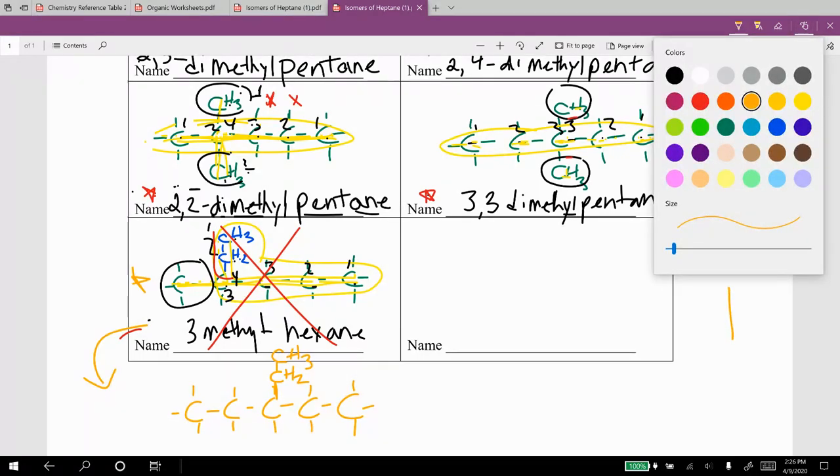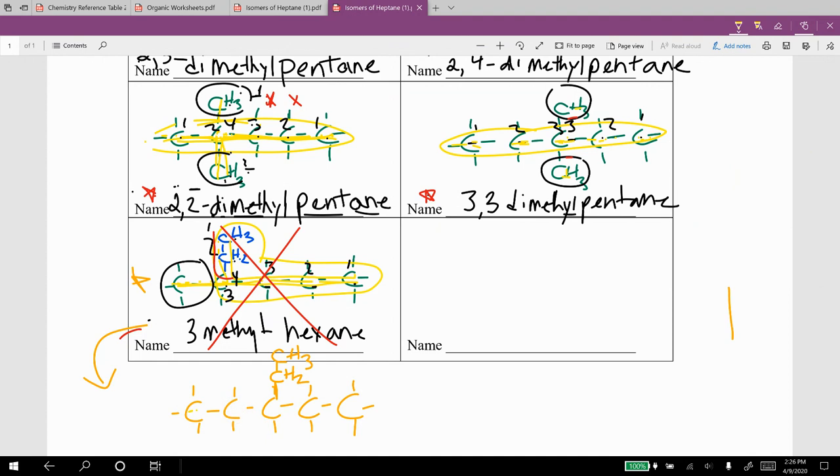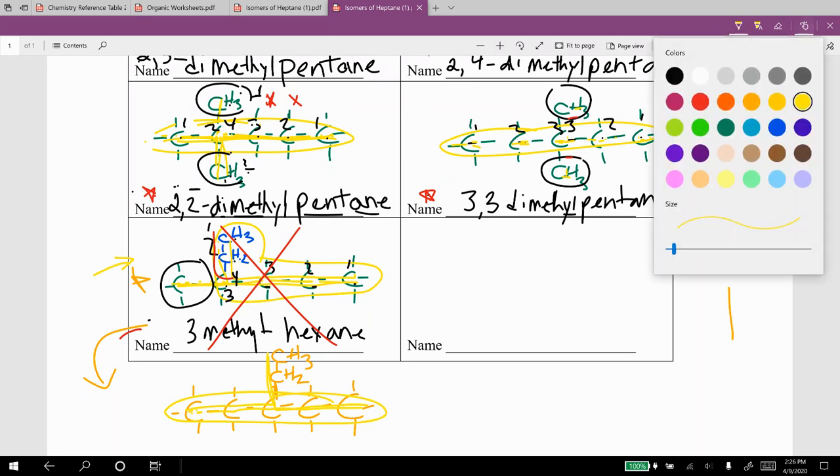Now let's give this a name. We need yellow to count. So 1, 2, 3, 4, 5. And 1, 2, 3, 4, 5. 1, 2, 3, 4, 5. 5 is my longest carbon chain, so I'm going to circle my 5 chain. It doesn't matter which connected chain of 5 you circle because it comes out to be the same, as we learned in the one that we did wrong over here. So then I need to now give this a name.